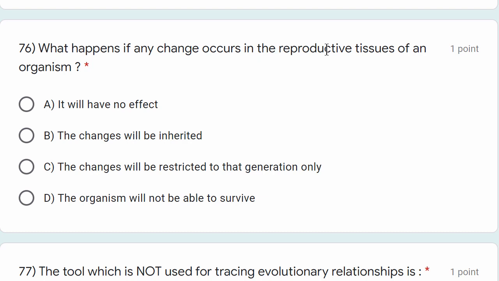Next, what happens if there is any change in reproductive tissue of the organism? Now, reproductive tissue means, we are assuming it is germ cell. Okay, the correct statement here is germ cell, not reproductive tissue. But you can think of reproductive tissue as germ cell. Now, if germ cells, which are basically sperm and ova, have some change, that change will be inherited. So therefore, it has an effect.